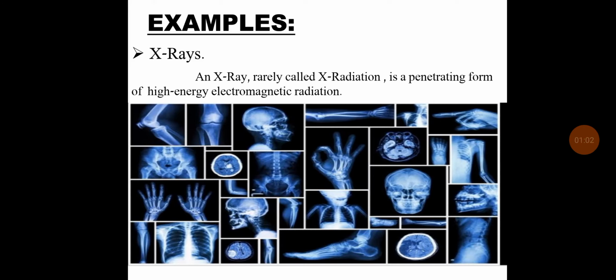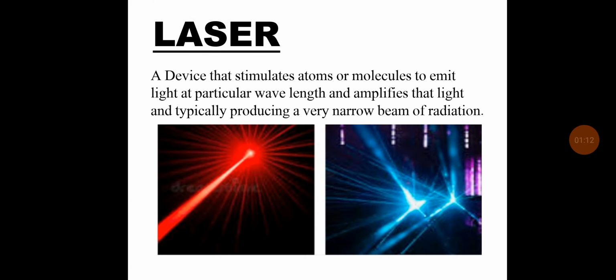X-rays. An X-ray, rarely called X-radiation, is a penetrating form of high energy electromagnetic radiation. Second is laser. Laser is a device that stimulates atoms or molecules to emit light at a particular wavelength and amplifies that light, typically producing a very narrow beam of radiation.